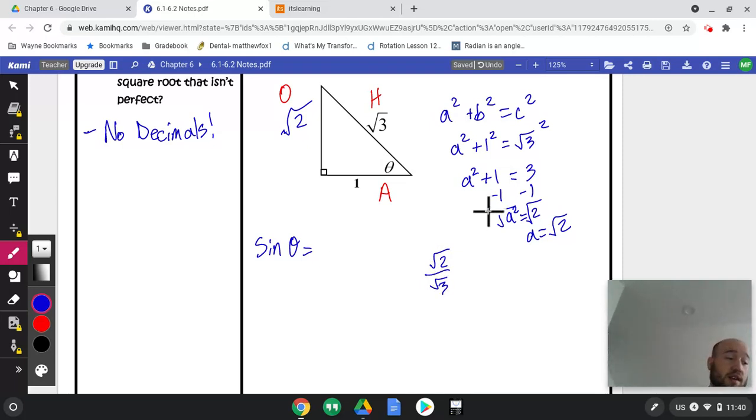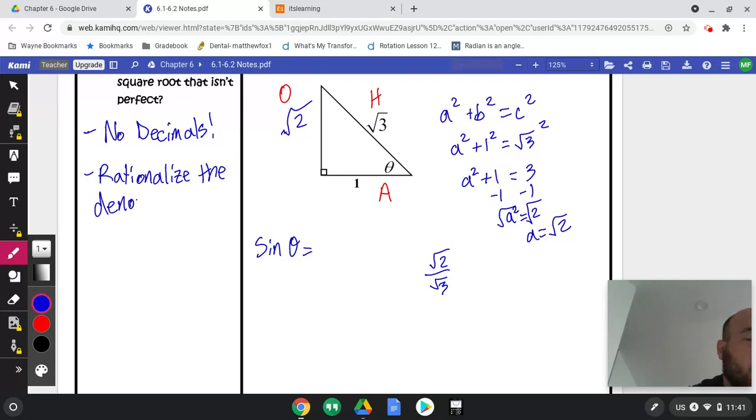That's a problem. Anytime we have a square root on the bottom, it is not considered a proper term. Okay, so we need to do something called rationalize the denominator. Okay, so to rationalize the denominator, we need to get rid of that square root on the bottom.